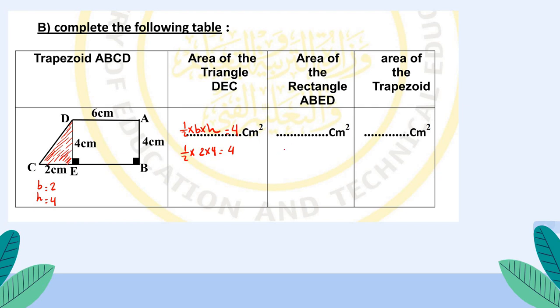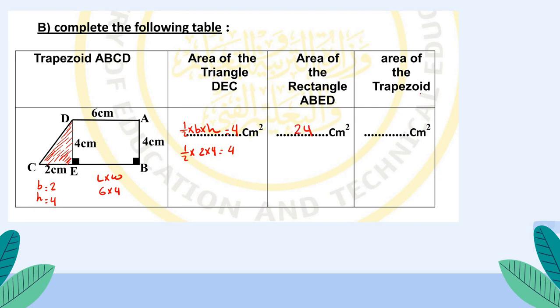Area of the rectangle. It's super easy. Why? Because the area of a rectangle is length times width. What is the length? The length here is 6. And what is the width? The width here is 4. 6 times 4 equals 24 centimeters squared.